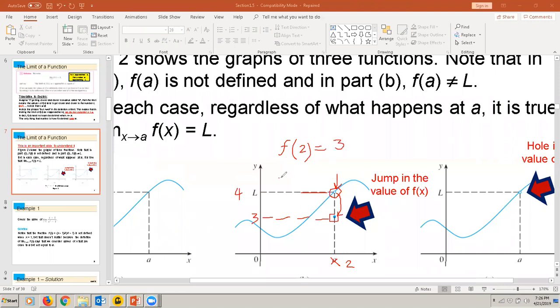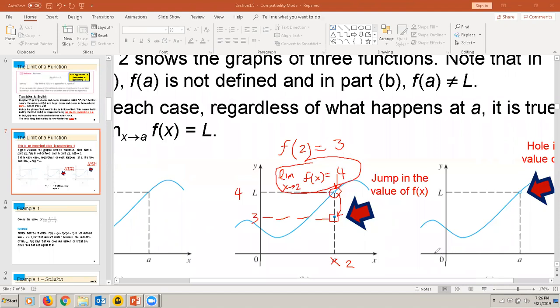What I could ask is, what's the limit as x approaches 2? Well, what I'm asking is what happens as x gets closer and closer to 2 but never gets there? The fact that there's a jump in this value of f of x really doesn't matter to me because I'm not going to let x equal 2. I'm just going to let x get closer and closer to 2. So in this example, as x gets closer and closer to 2, the y value is still getting closer and closer to 4. So we would say for this example, the limit as x approaches 2 is the value 4.